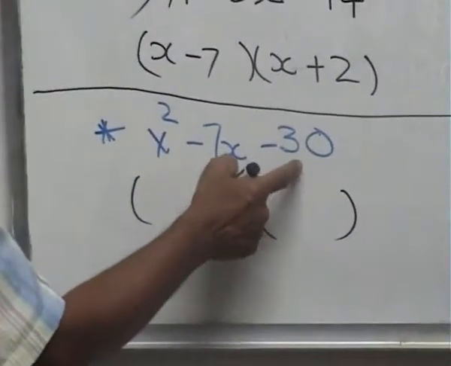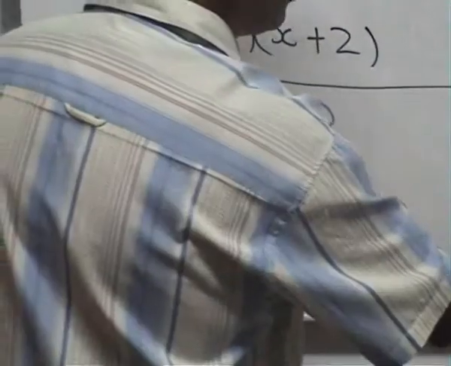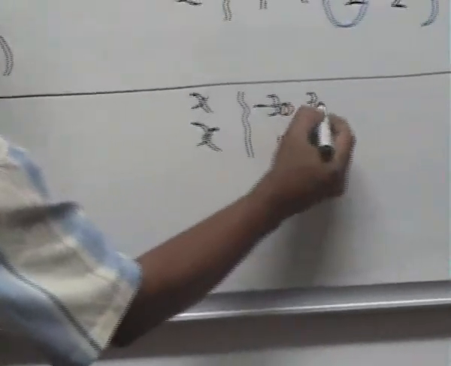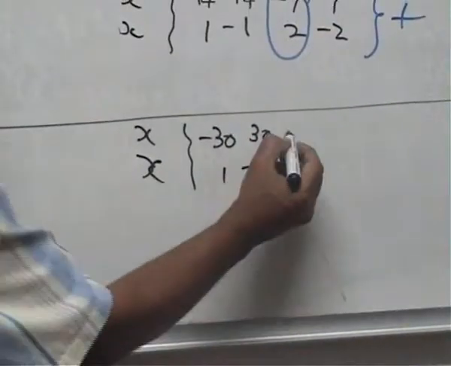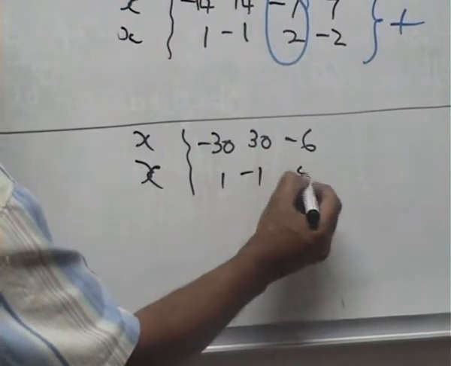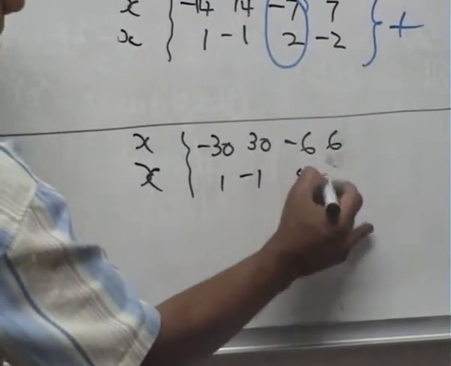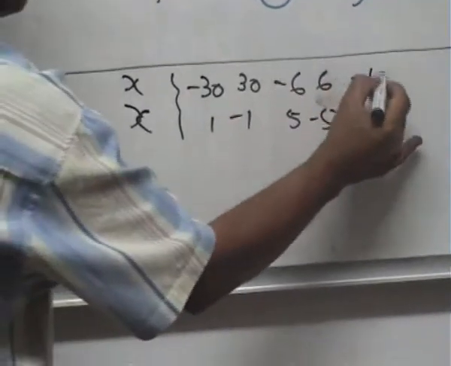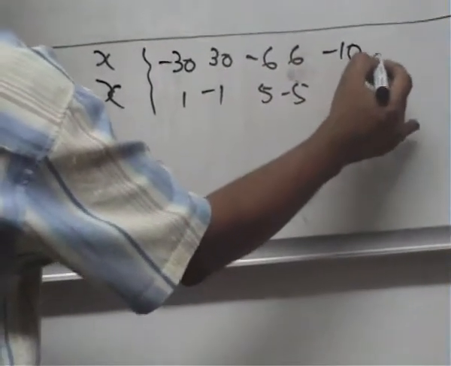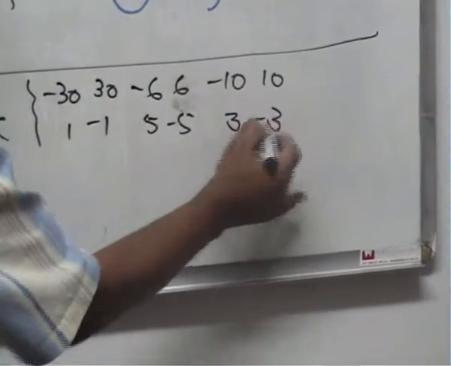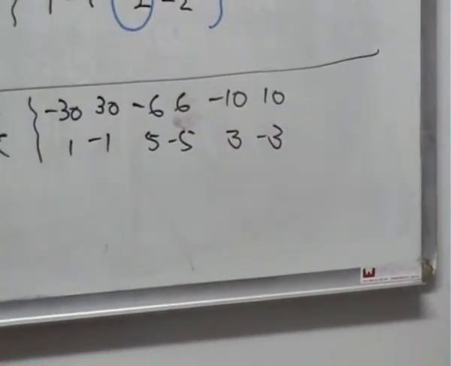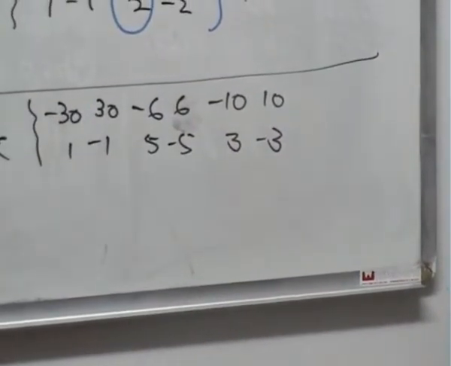What times what will give me minus 30? Well, minus 30 times 1, 30 times minus 1, minus 6 times 5, 6 times minus 5, minus 10 times 3, and 10 times minus 3. I've got a lot of choices that give me minus 30.